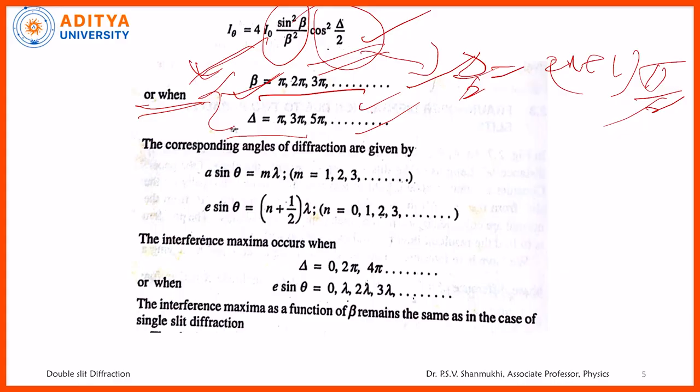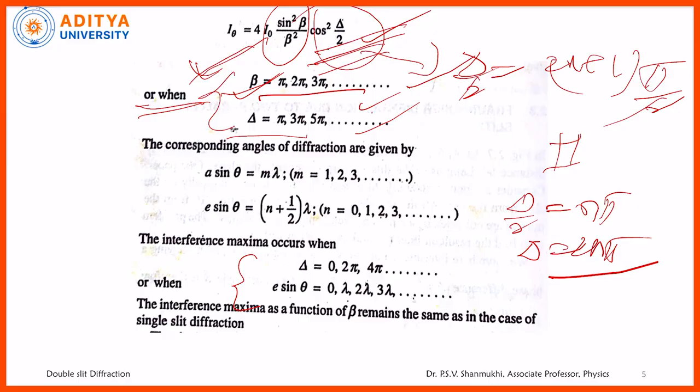Similarly, what are the maxima? Suppose you observe the maximum intensity, cos square delta by 2 or cos delta by 2 is equal to plus or minus 1. When we get this, delta by 2 is equal to n pi. That's why delta is equal to 2n pi. At these values, we get the maxima. That's why delta is equal to 0, 2 pi, 4 pi. Even multiples of pi, we get the maxima.